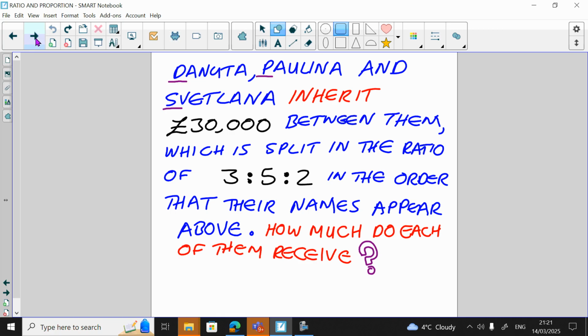So, I'm just going to use, because their names begin with different initials, those 3 initials, DPS. And the table would be associated with 3, 5, 2. So D with 3, P with 5, and S with 2.